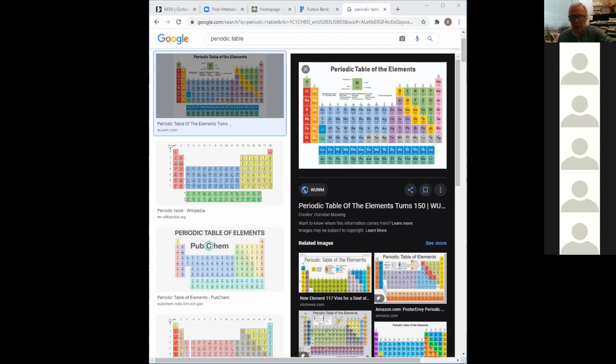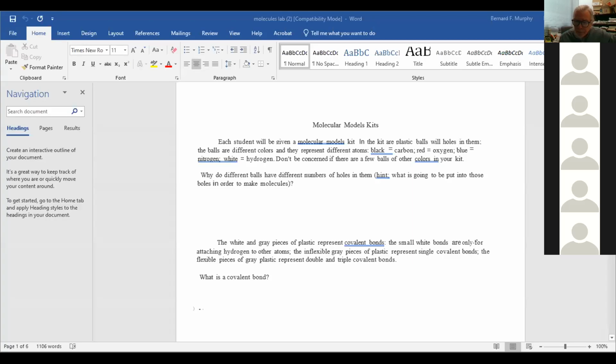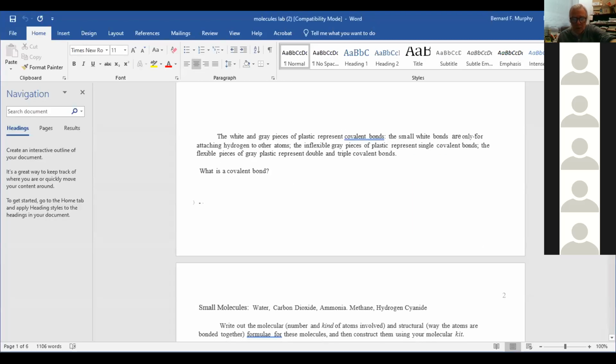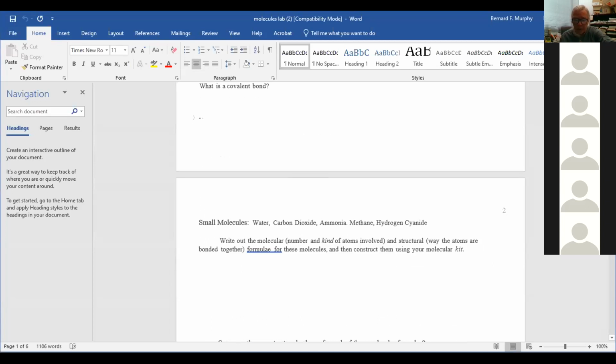So let's go back to the covalent bonds and the lab paper. Remember, covalent bonds can be single, double, or triple, and we'll show you that in the next part with small molecules.